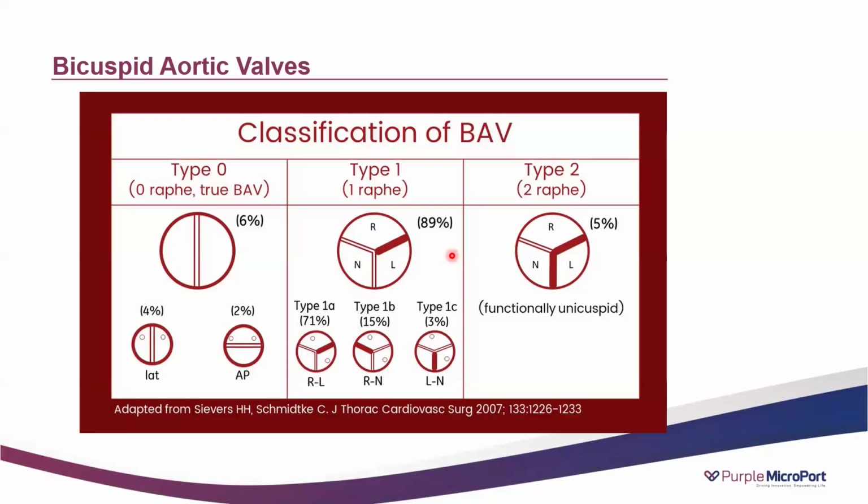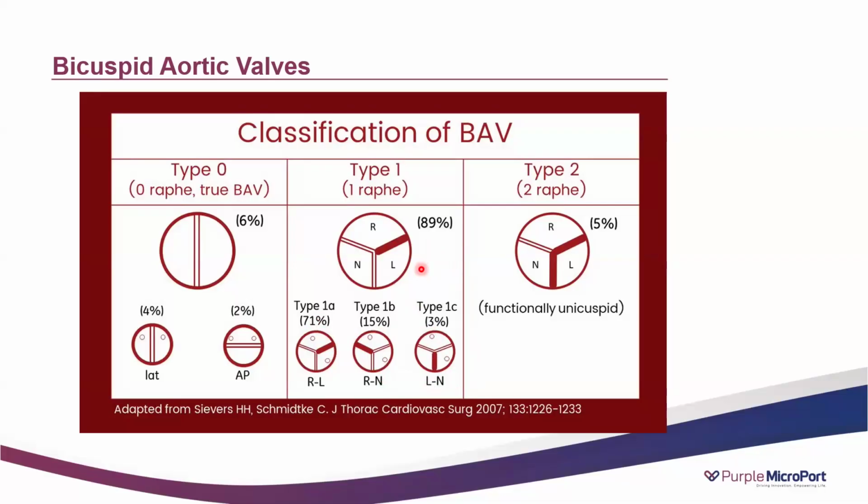In type 1, only the non-coronary cusp will open in this case? No. As I told, there are three types. One is right and left, which is 71%. Right and non is 15%, and right and left and non is 3%. So depending upon where your raphe is, accordingly that portion of the leaflet will get blocked.